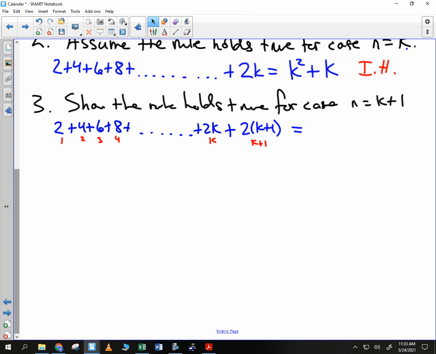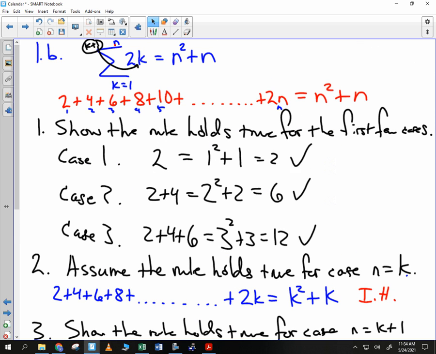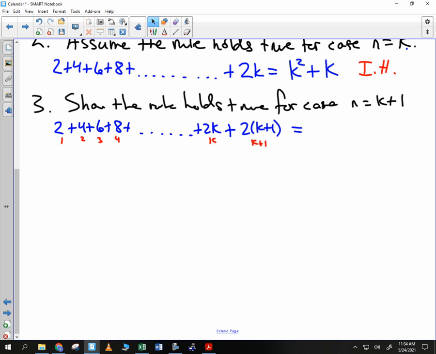And so now, instead of n terms, you have k plus 1 terms. So k plus 1 squared plus k plus 1. This is where some people were confused first hour. Is there any question how I got that piece or where I pulled it from? Okay, then you tell me what to do now.